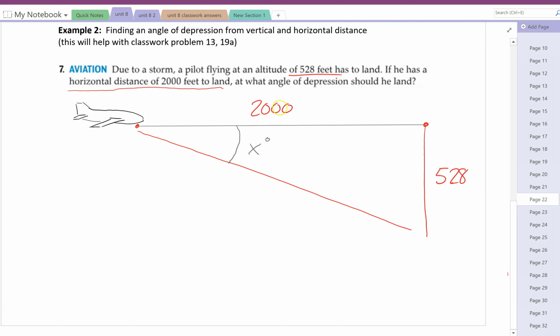So what I have here are two values, two triangle side lengths, and an angle that I want to find. So I'm going to go back to the trig ratios. I'm going to say, okay, what do I have here? From the angle I'm looking at, I have an opposite. And the opposite here is 528. And what is this 2,000 here? Well, is it the hypotenuse? No, because if this is my right angle, the hypotenuse is over here. So this 2,000 is going to be an adjacent.